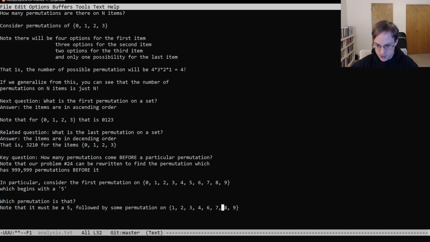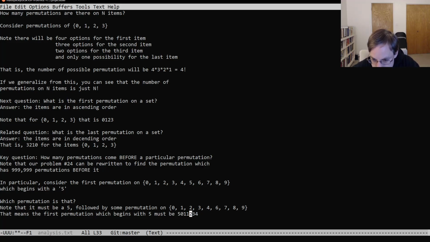I left off a 0 here. And we already know what the first permutation on this set is. It's just those items in ascending order. We've already answered that. That means the first permutation which begins with 5 must be 5 and then 0, 1, 2, 3, 4, 6, 7, 8, 9. So a 5 and then all the other digits in ascending order.